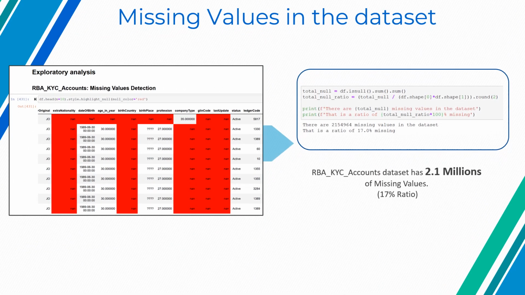Before we start the pre-processing stage with our dataset, we wanted to know how many missing values there are. So using pandas, we have identified that 2.1 million missing values exist. That is a ratio of 17 percent of the total values in the dataset. Next, my friend Juan Pedro will talk in detail about some of the pre-processing steps that we have done.